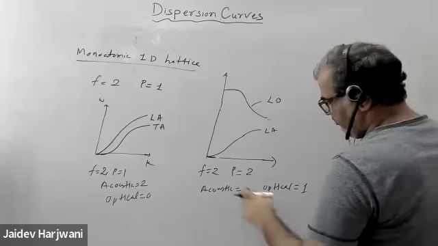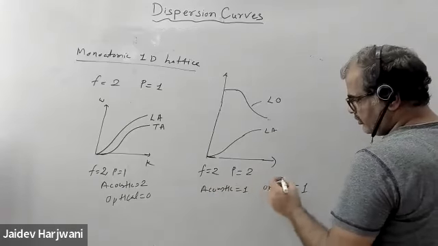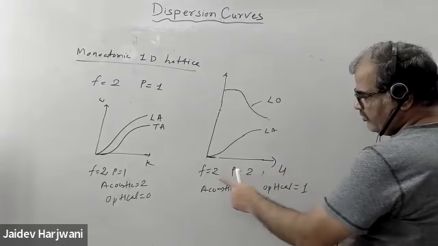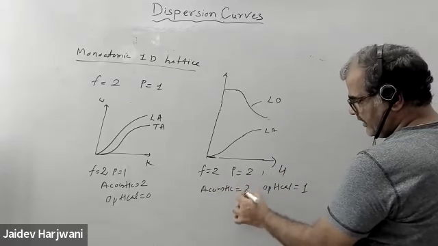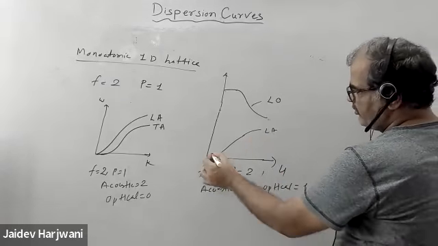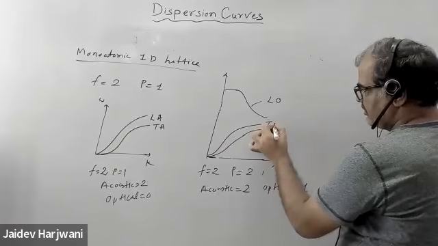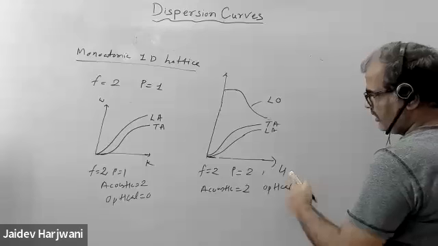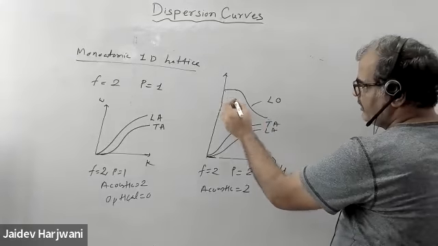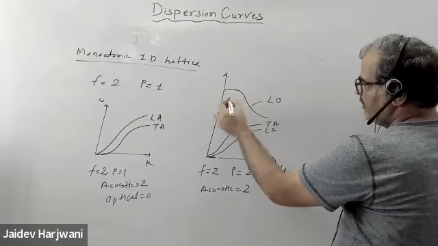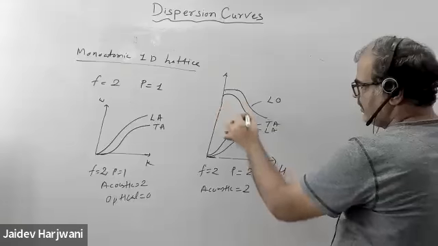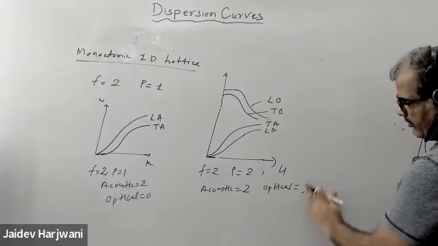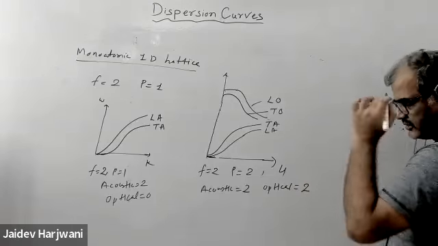Let's see one more. Now f equal to 2, p equal to 2. The total will be 4. Out of 4, 2 will be acoustic, longitudinal acoustic and transverse acoustic. And the remaining, 4 minus 2, is again 2, which will be optical: one longitudinal optical and one transverse optical.